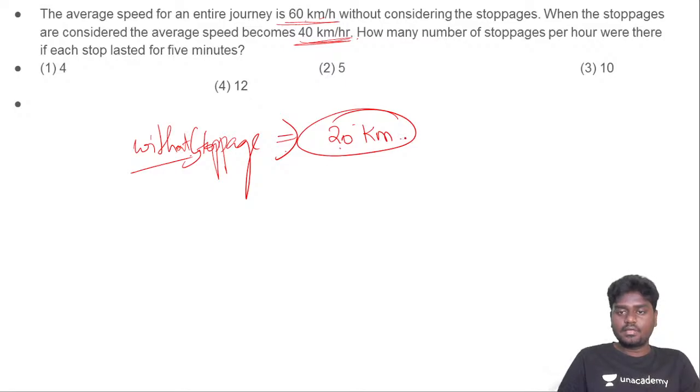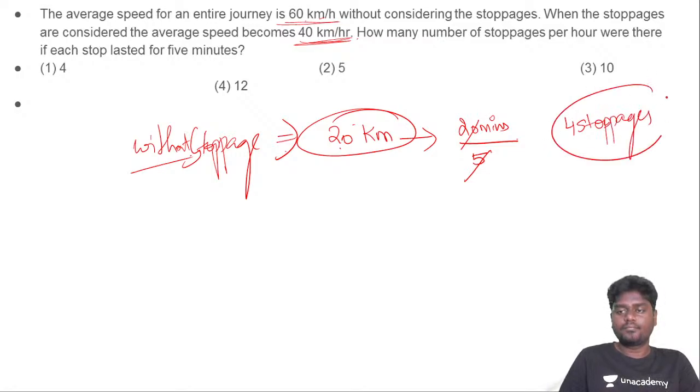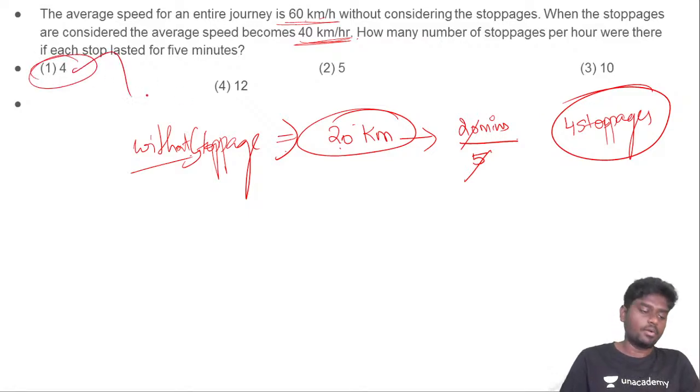So 20 kilometers will be covered in how many minutes? 20 minutes. And I know the fact that each stoppage lasts for 5 minutes. So simply divide it by 5, you get exactly option 1, 4 stoppages. That's the right answer. Is that right?